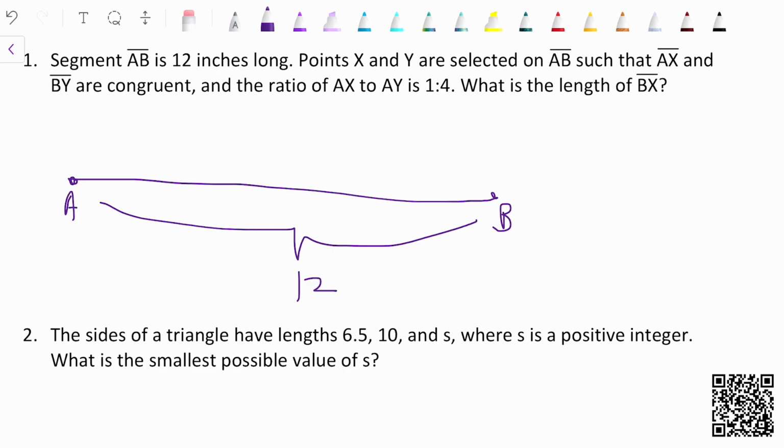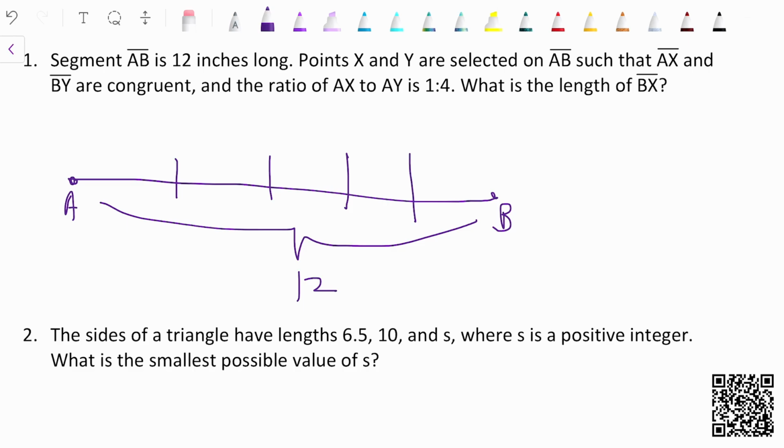And it says that the ratio of AX to AY is 1 to 4. So since it is 1 to 4, we can roughly chop it up into 5 parts. And that will make us more or less more accurate to draw our graph, and that'll also make it easier to solve the problem. And since it is 1 to 4, we're going to split this into 5 pieces. So 1, 2, 3, oh, that did not draw, 4.